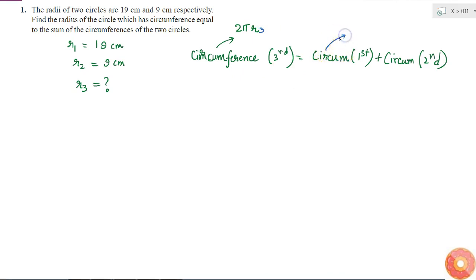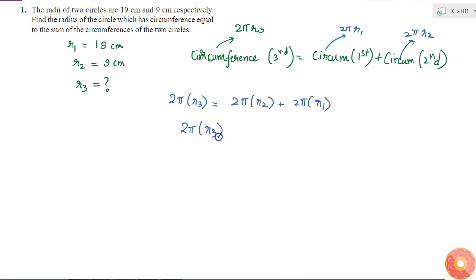What is the circumference of the first one? It is 2 pi into r1. And the circumference of the second circle is 2 pi into r2. So this means that 2 pi into r3 is equal to 2 pi into r2 plus 2 pi into r1, correct? So here I can take 2 pi common and add both of them, correct? So 2 pi into r3 is equal to 2 pi into (r2 plus r1), correct?